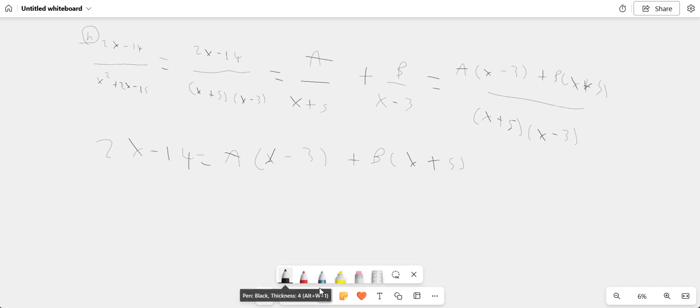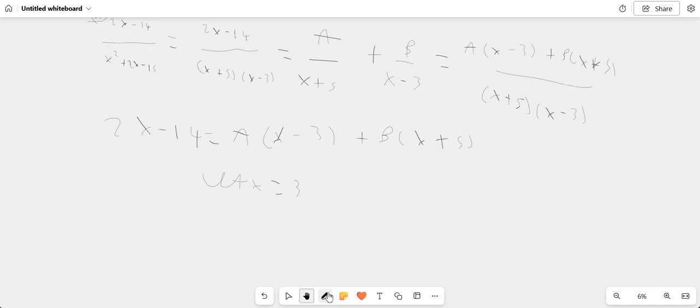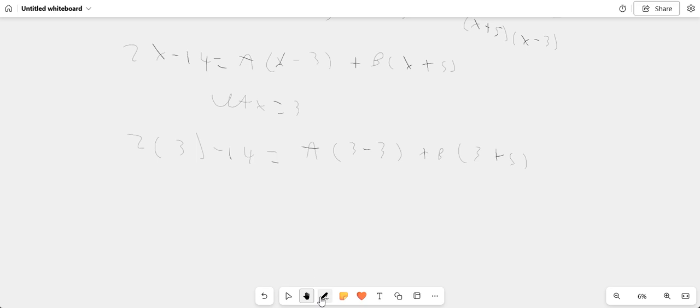So now obviously let x equal 3. This is the opposite of this bracket. So we get 2 open bracket 3 minus 14 is equal to a open bracket 3 minus 3 plus b open bracket 3 plus 5 here. So obviously on the left hand side, if you equate that, that'll be minus 8. 3 minus 3 is 0, so the a term just goes away. And then you get 3 plus 5, which is 8. So you get 8b here. And so b is equal to what? b is equal to minus 1. Alright, cool.